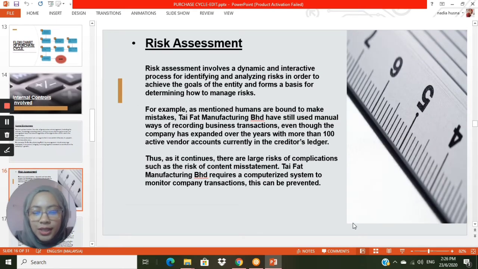The second one is risk assessment, which involves a dynamic and interactive process for identifying and analyzing risk in order to achieve the goals of the entity and forms a basis for determining how to manage risk. For example, Thai Manufacturing Berhad has been using a manual system to record purchase transactions. It's not systematic. It's not good because the entity has over 100 transactions, but it's using a manual system. It is advisable for Thai Manufacturing Berhad to use a computerized system to avoid misstatement of the records.